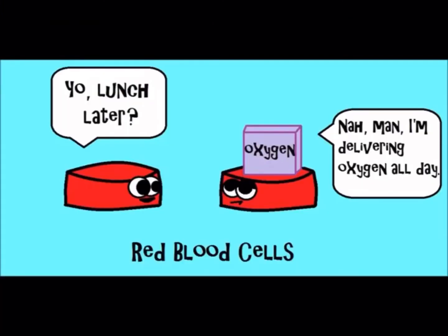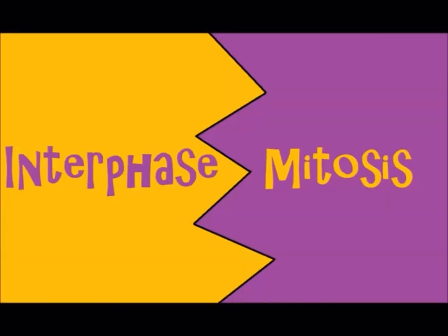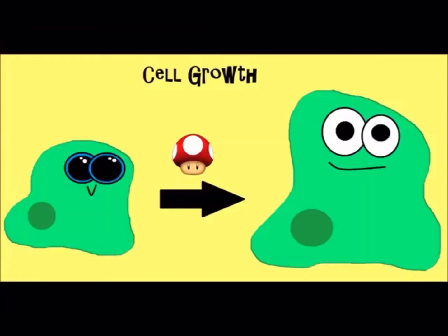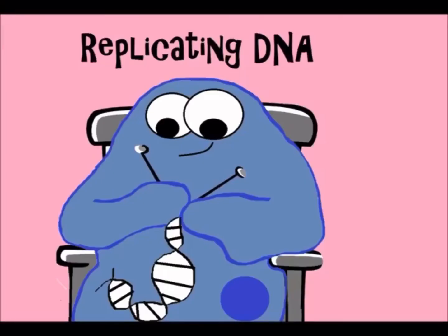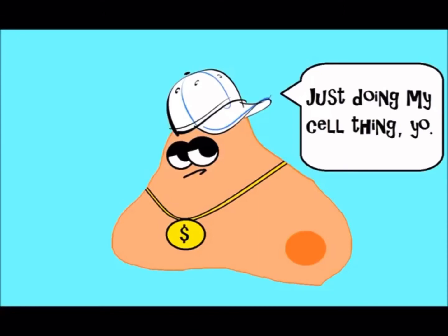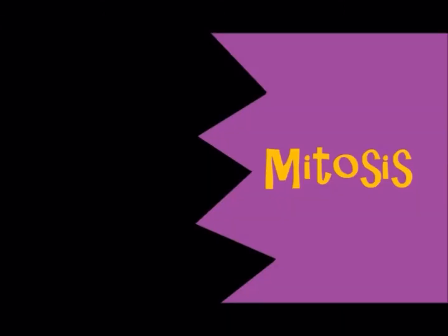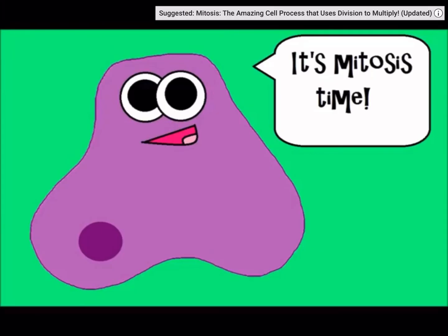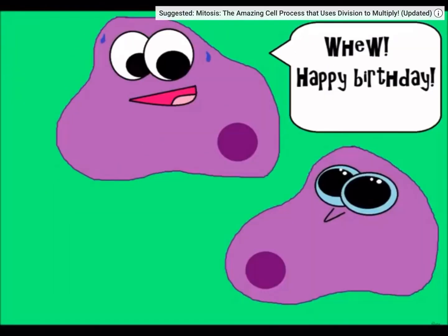You have to realize that all the cells in your body are very, very busy, and they're either in one of two different phases. They are either in a phase called interphase, and during interphase, they are just growing, they're replicating their DNA, they're doing their cell functions, or they are in mitosis. Mitosis is a fancy word that means that they are dividing, they are making new cells.